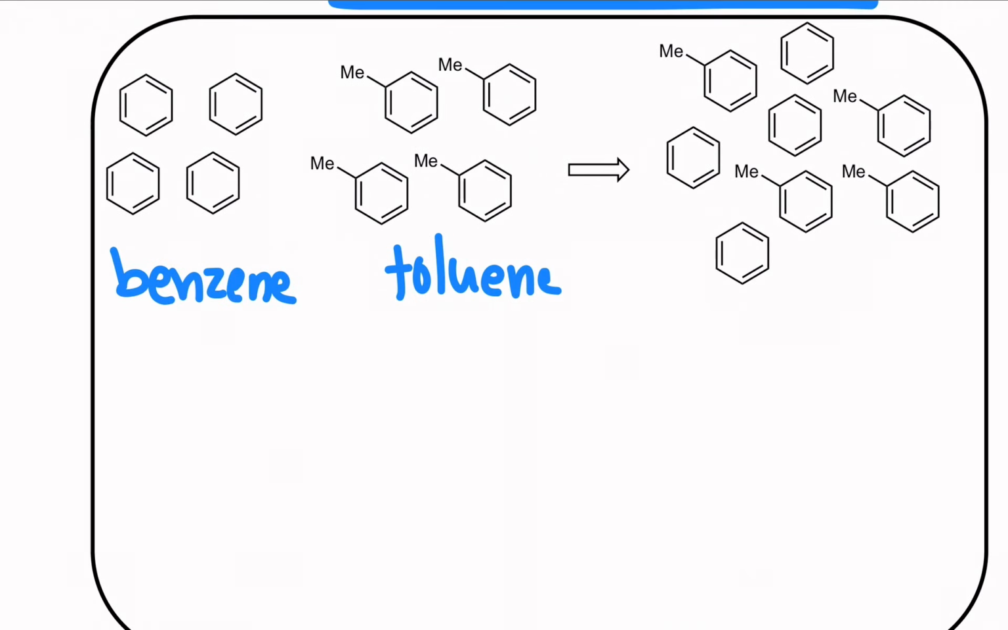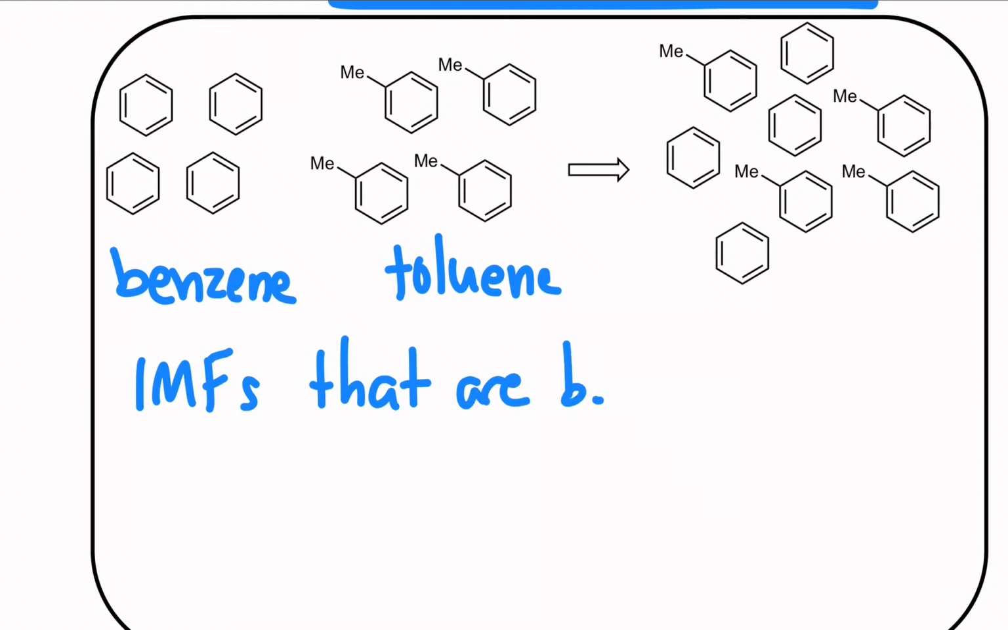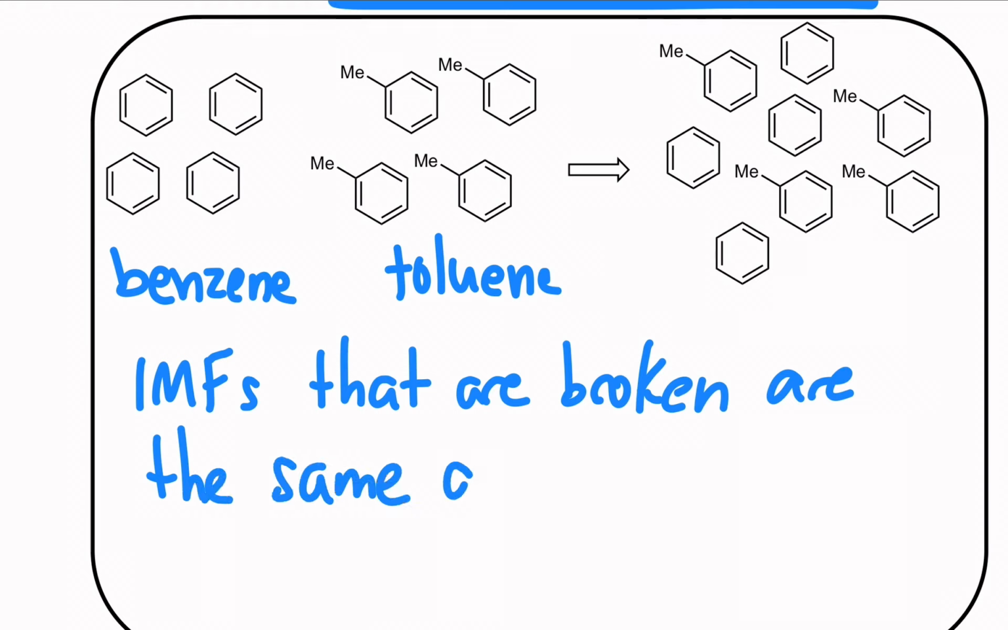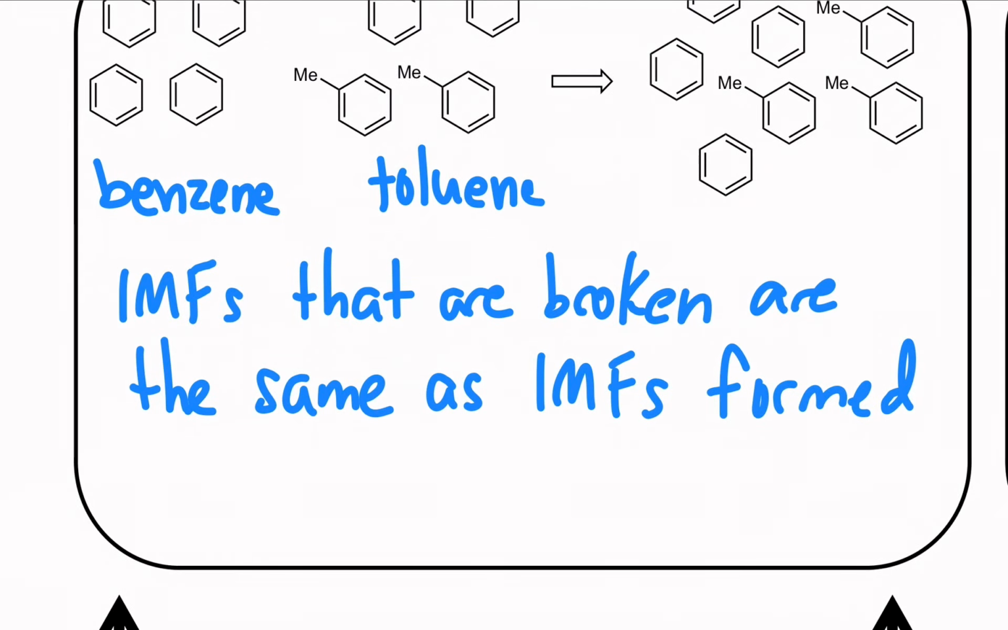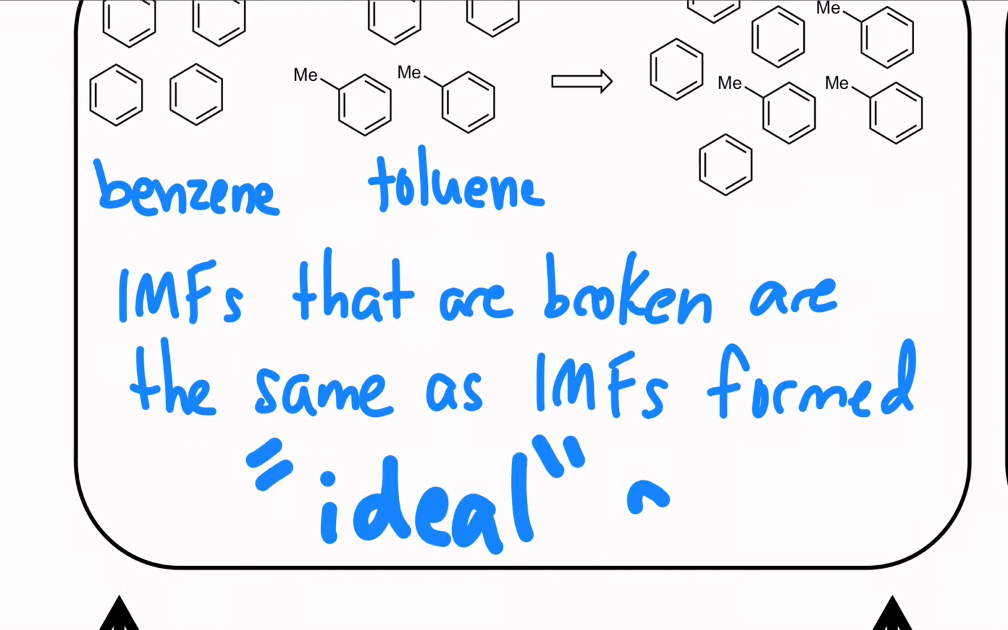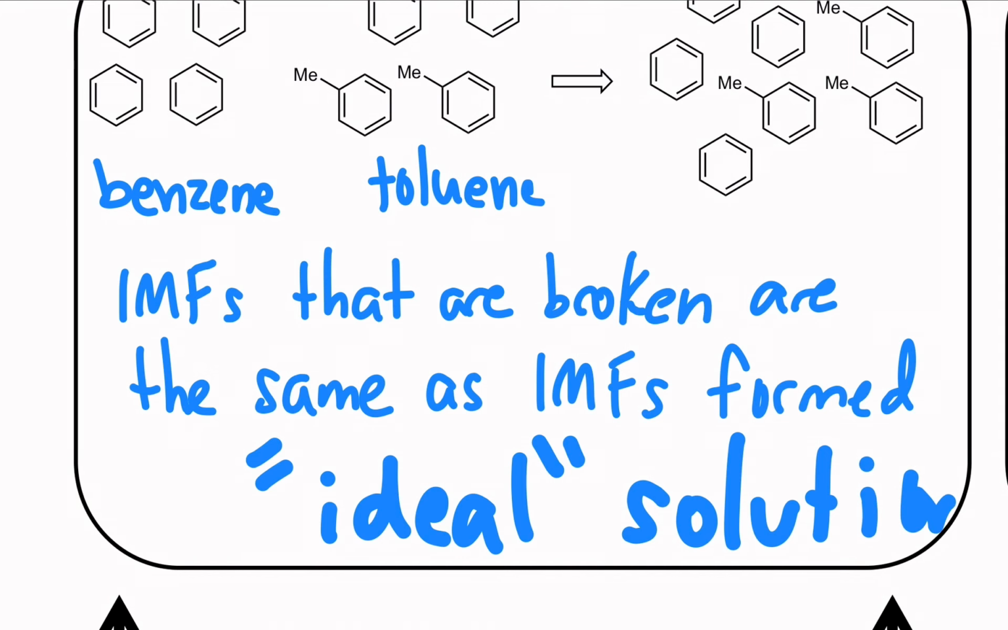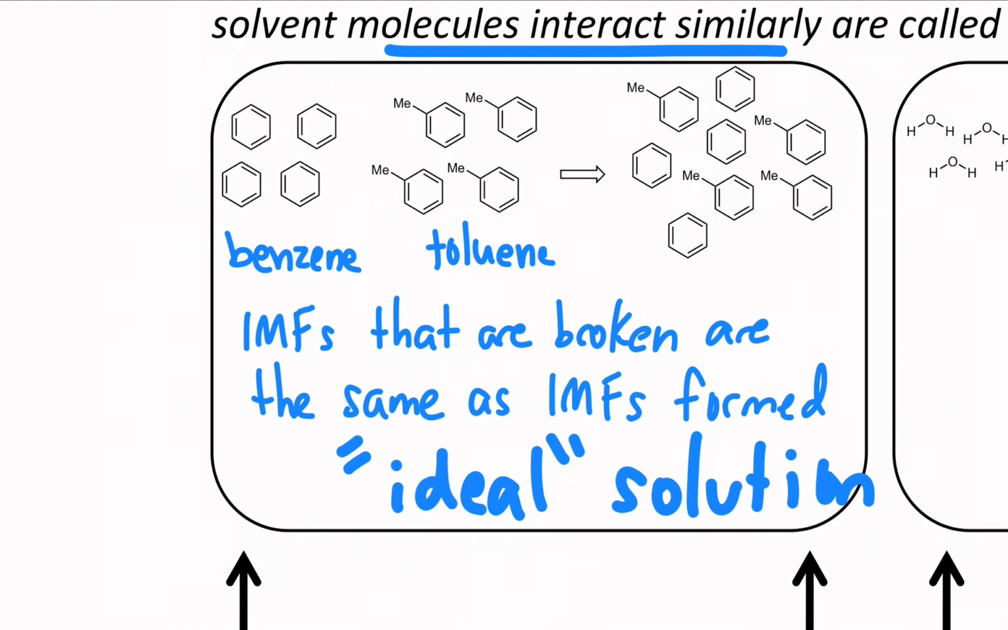So the IMFs that are broken are essentially the same as the IMFs that are formed. And that's really what an ideal solution is. That's an ideal solution. And that's when we get a weighted average mixture.